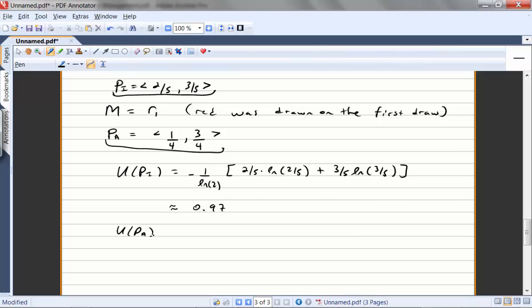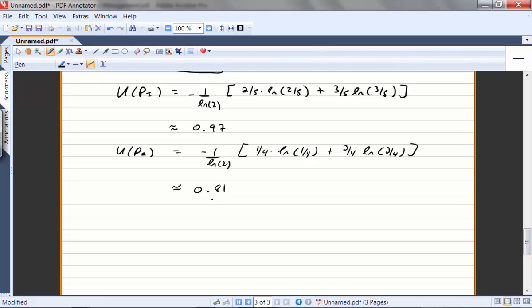And then our uncertainty after receiving the message would be negative 1 over ln 2 times, now we're going to have 1/4 ln 1/4 plus 3/4 ln 3/4, and that will give us, so 0.25 times the natural logarithm of 0.25 plus 0.75 times the natural logarithm of 0.75 gives us that, and we divide that by negative natural logarithm of 2, and we're going to get 0.81.